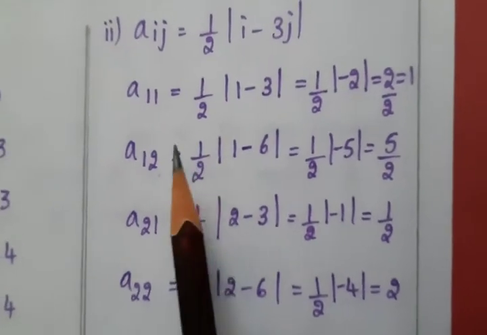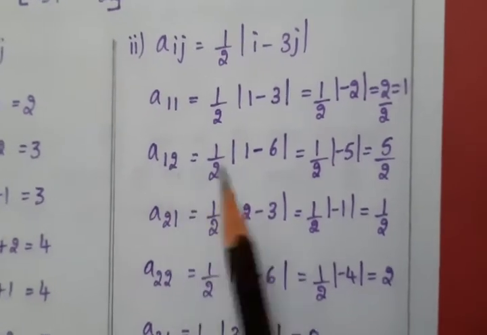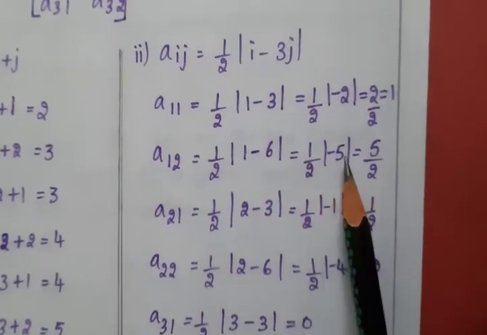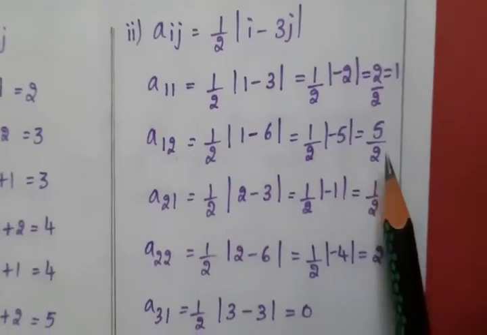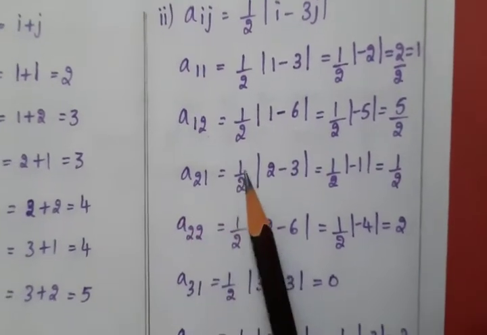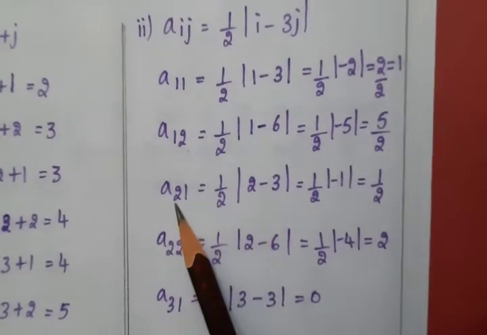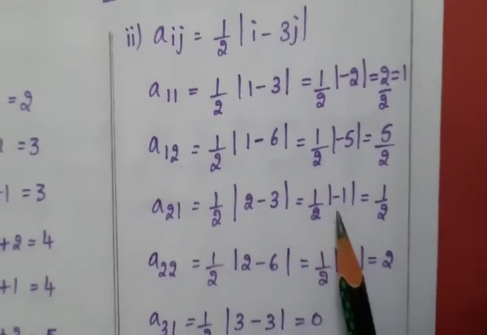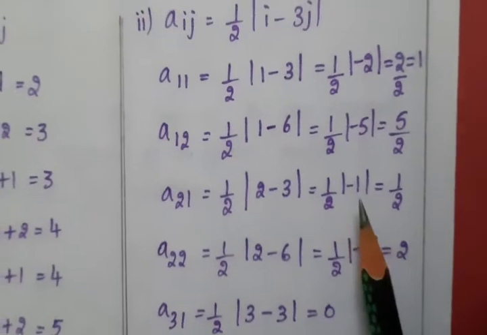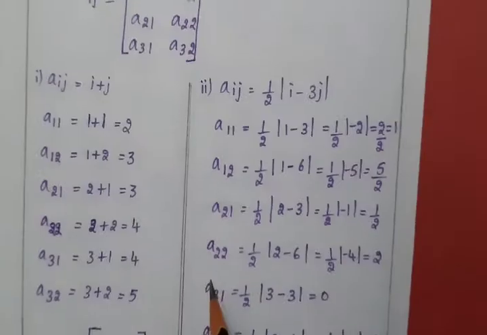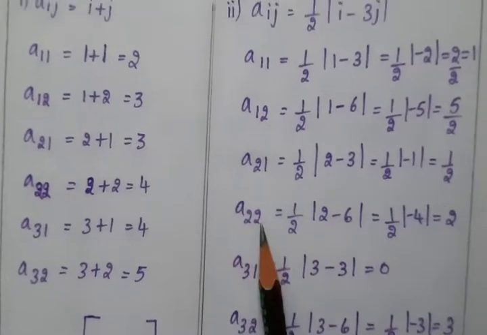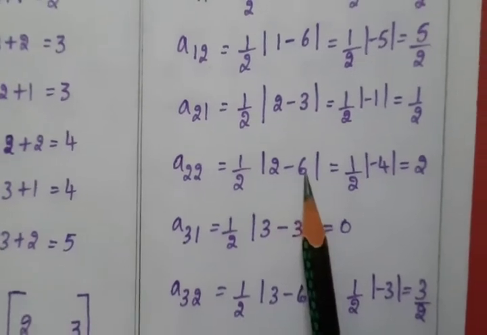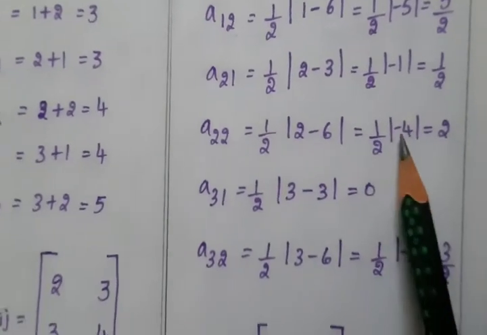A12 equal to 1 by 2. i means 1, j means 2. 1 minus 3 into 2, 6 equal to 1 by 2 modulus of minus 5 equal to 5 by 2. A21 equal to 1 by 2. i equal to 2, j equal to 1. 2 minus 3 into 1, 3 equal to 1 by 2 modulus of minus 1. In modulus, minus 1 becomes positive 1 equal to 1 by 2. A22. i equal to 2, j equal to 2 equal to 1 by 2. 2 minus 3 into 2, 6 equal to 1 by 2 modulus of minus 4.